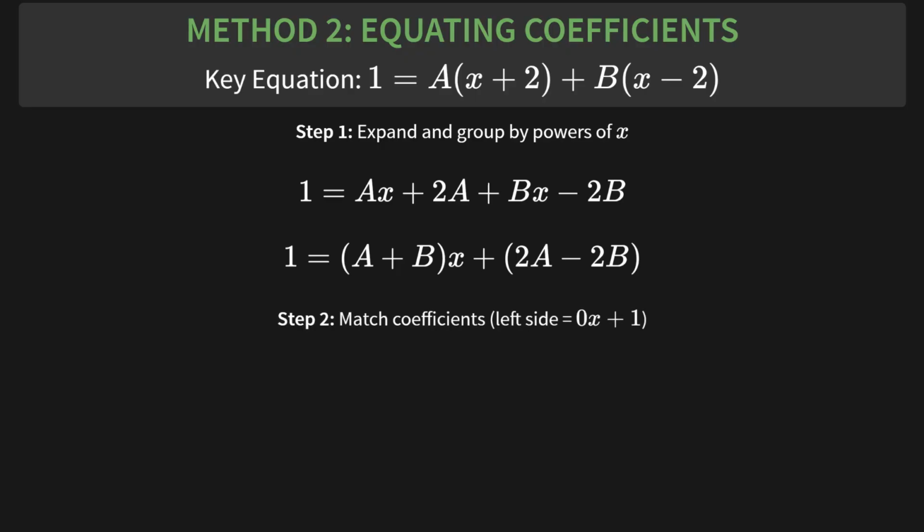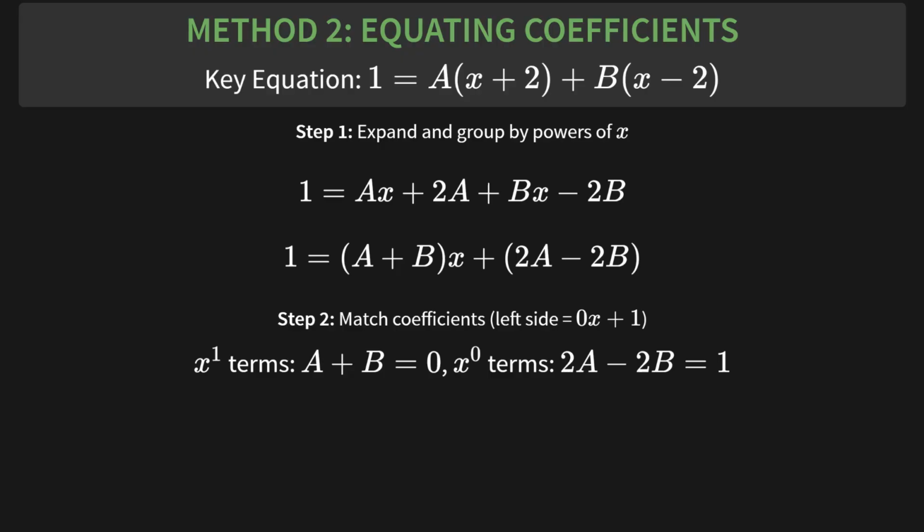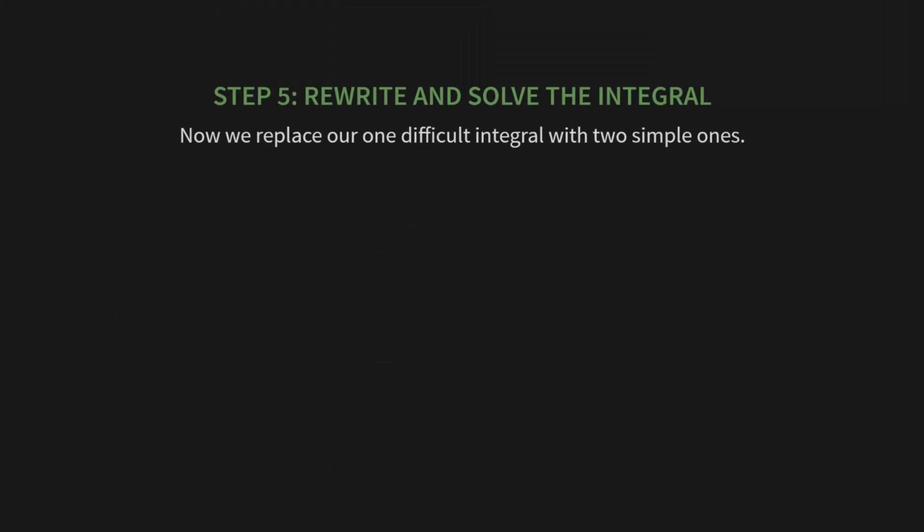Step 2, we match the coefficients. The left side is really just 0x plus 1. So, for the x to the power of 1 terms, a plus b must equal 0. For the constant terms, 2a minus 2b must equal 1. Step 3 is just to solve that system of two equations. And when you do, you get the exact same answer. a equals 1/4 and b equals -1/4.